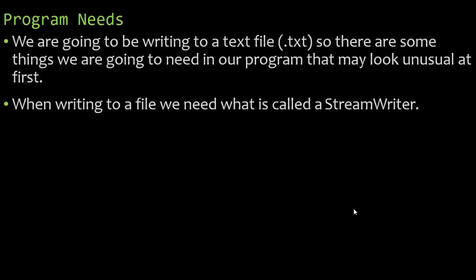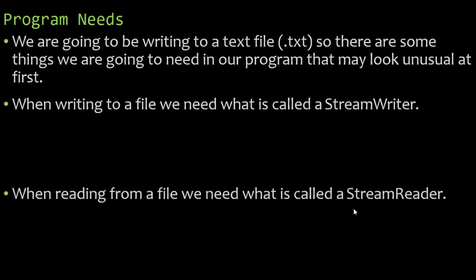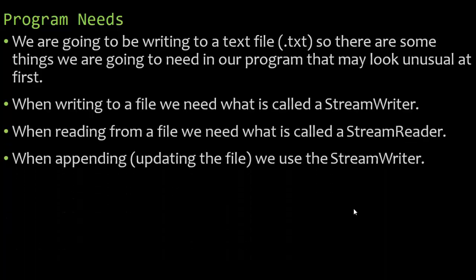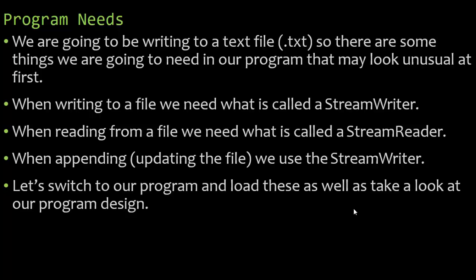Now, we are going to be writing to a text file, a .txt file, so there are some things we're going to need in our program that may look unusual at first if you're not familiar with writing to a file. When writing to a file, we need what is called a stream writer. When reading from a file, we need what is called a stream reader. When appending or updating the file, we simply use the stream writer. So let's switch to our program now, and we're going to load these as well as take a look at our program design.